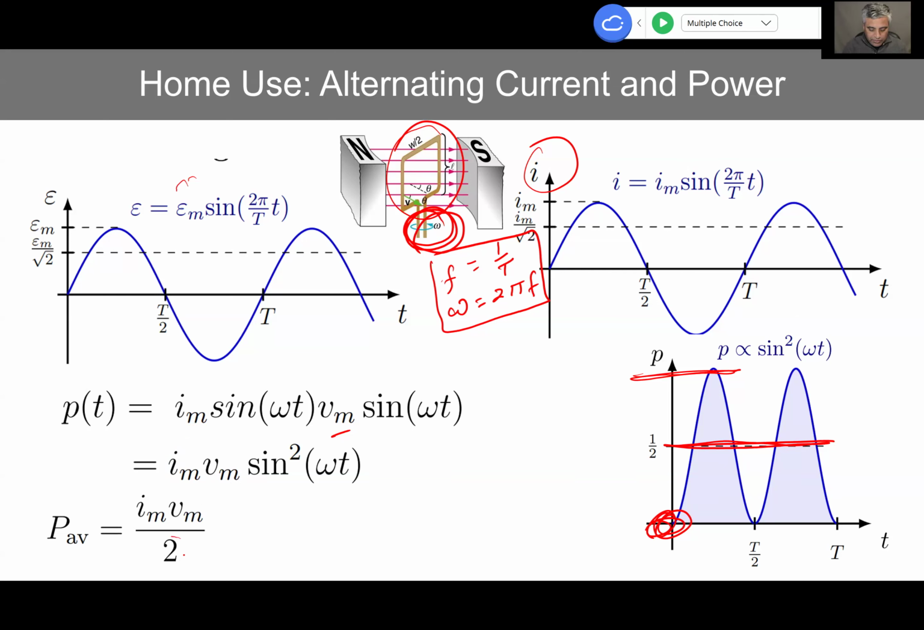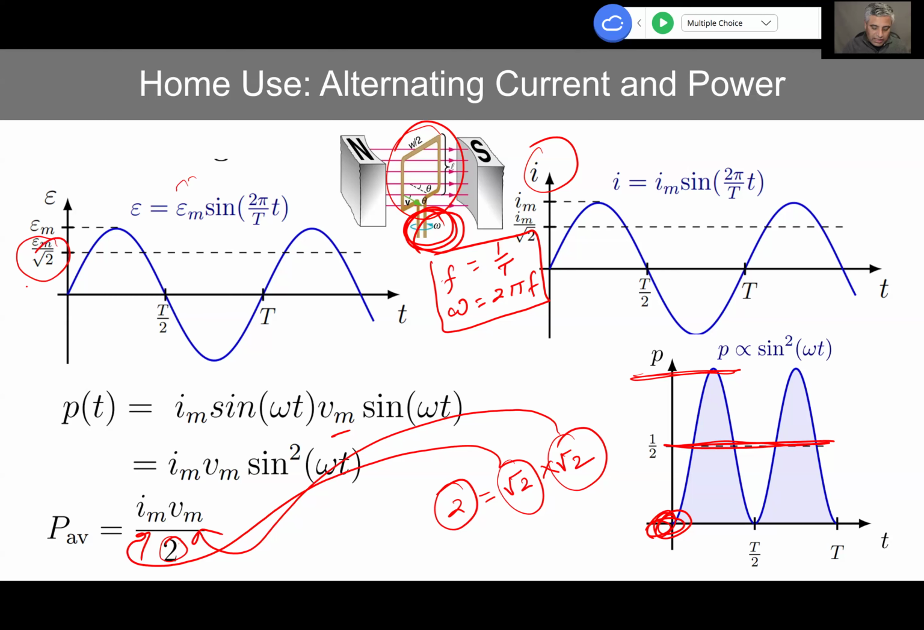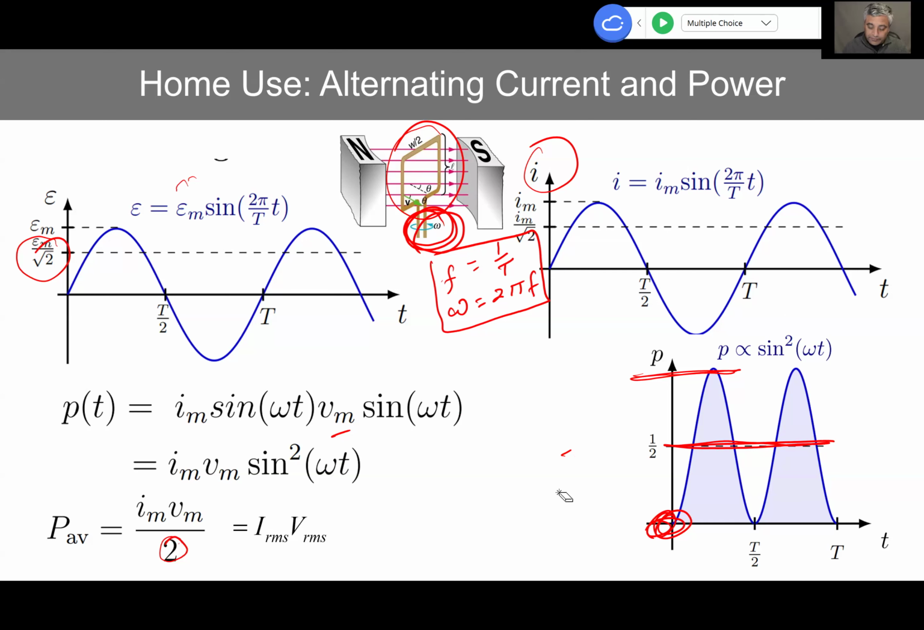So there is this 2, and we can divide this 2. See, the 2 is the same as square root 2 times square root 2. So let's break this into 2 factors and stick one of those underneath the maximum current, and another one underneath the voltage. And those numbers are called RMS values, root mean square values. So now in terms of root mean square, it's just the product of current and voltage, like our DC equation.